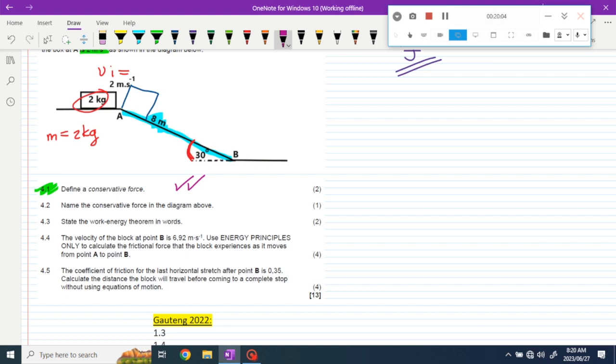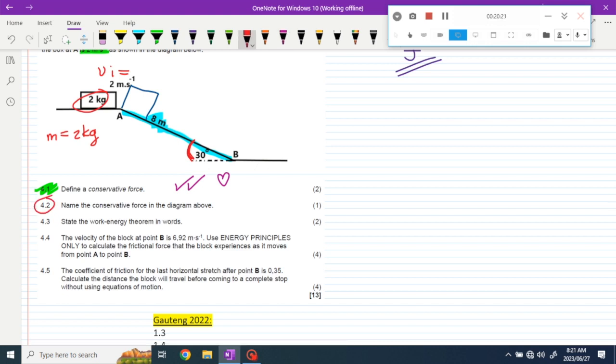Where do we learn our definitions from? Exam guidelines. Again, if you don't know where to find them, come and speak to me. I will direct you to all of the exam guidelines. Okay, so you learn this off by heart from your exam guidelines. 15% of your paper is more or less definitions.